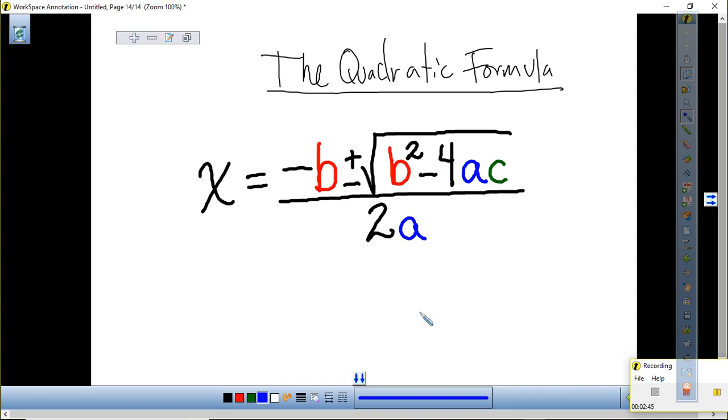No, it's not that bad. Go ahead, say it. I don't know what this is. What is it? Oh, students. Quadratic formula, student.